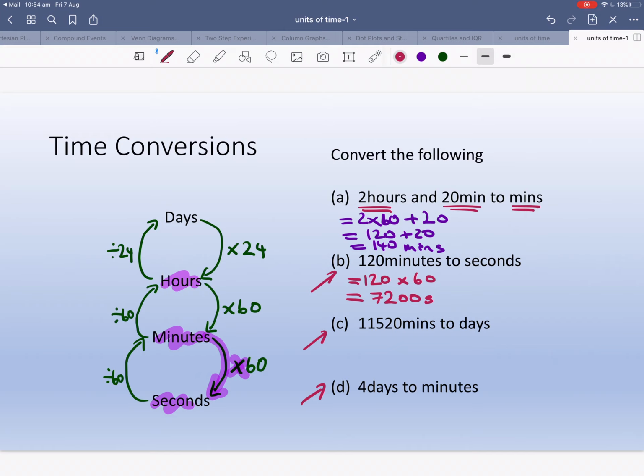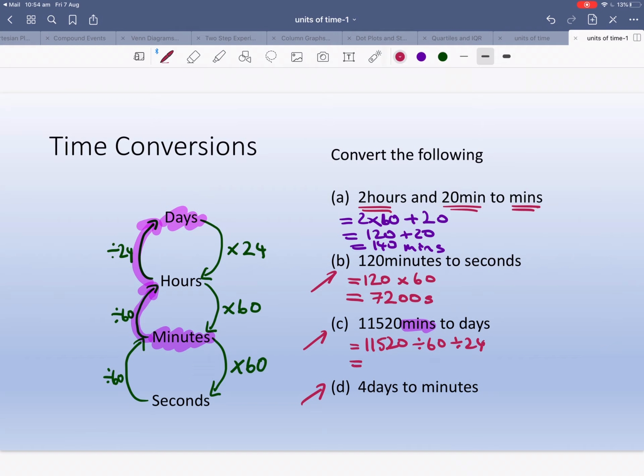Okay, what about this next one? I'm going to clear some space here. Oh, I'm going to clear the highlighter away. Okay. I'm going to have to go from, this is from minutes, so from here to days. So what I'm going to have to do is divide by 60 and then divide by 24. Now I'm going to do that in one hit. So I'm just going to write it down. 11,520 divide by 60 and then divide by 24.